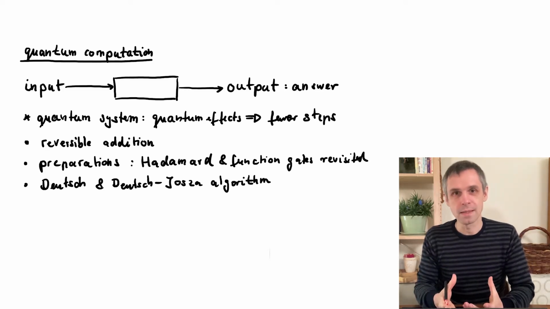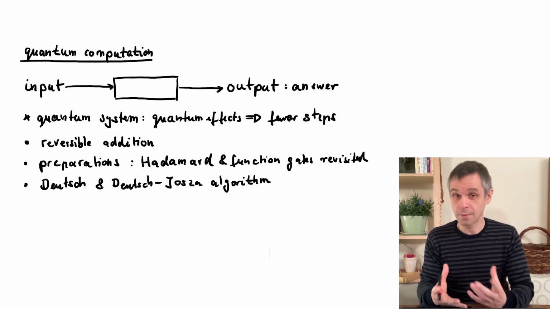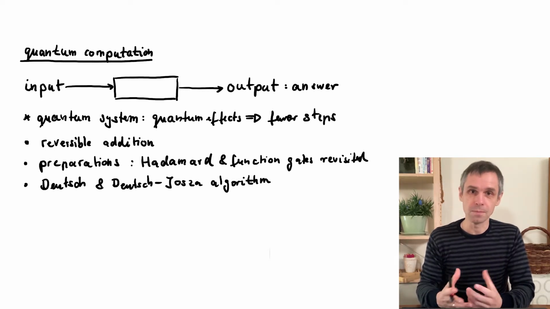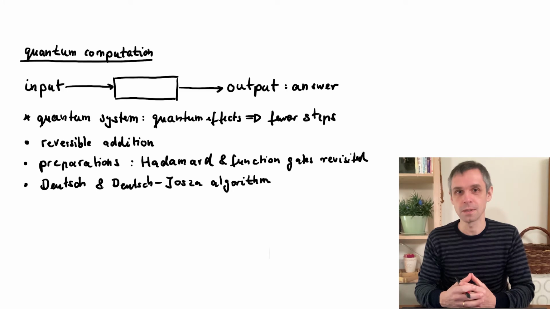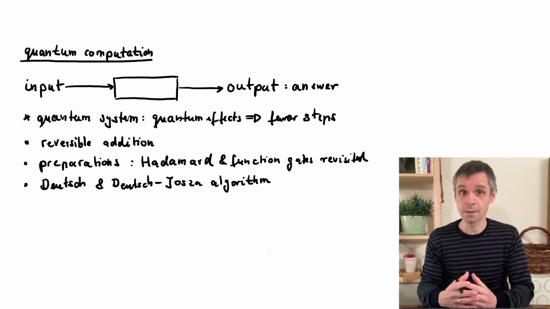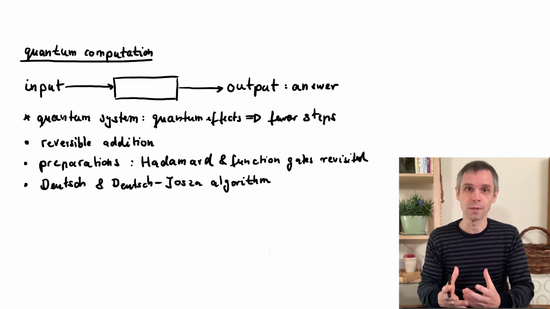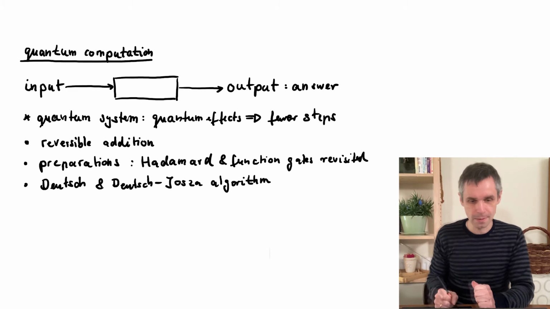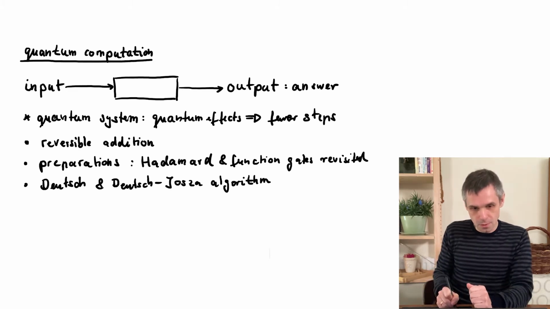This is a very nice algorithm because it demonstrates a significant speedup for a very simple question and with a very simple circuit. And while the particular question it addresses does not have any immediate practical use, this algorithm already contains the key elements that we will encounter in some really important algorithms. And this in particular applies to the Grover algorithm.